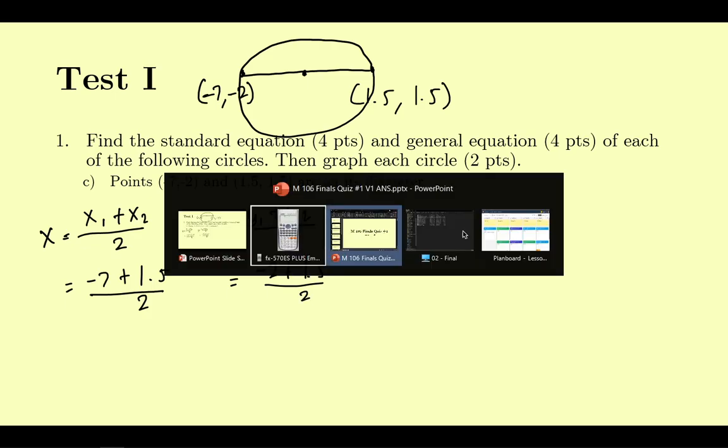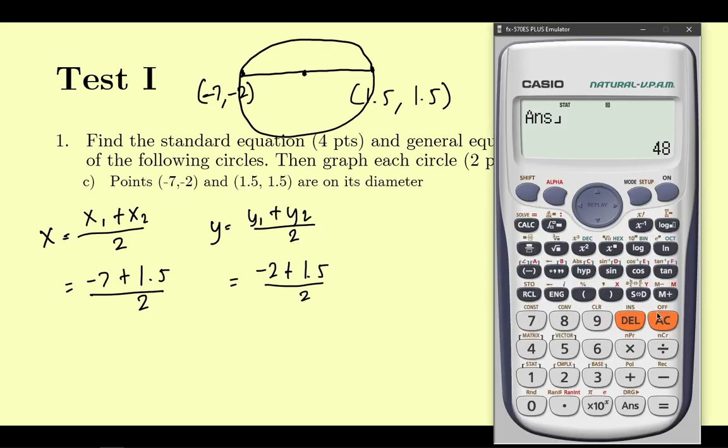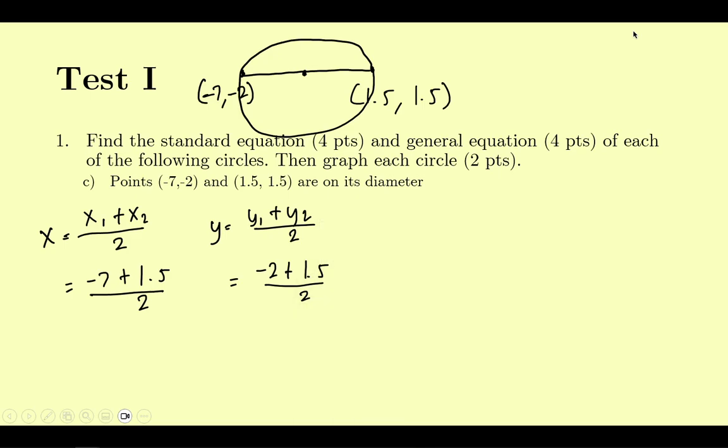Let's use a calculator. Negative 7 plus 1.5 over 2. That's equal to negative 11 over 4, or negative 2.75. I will accept both, either fraction or in decimal form. Okay, so it's equal to negative 11 over 4. On the other hand, that's for x.